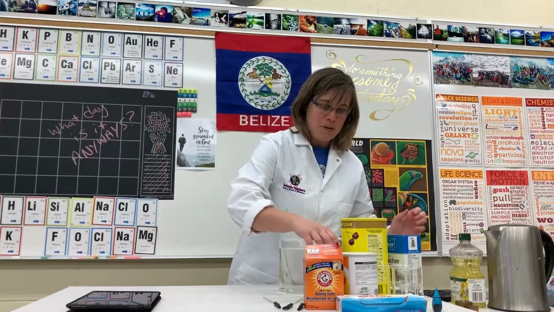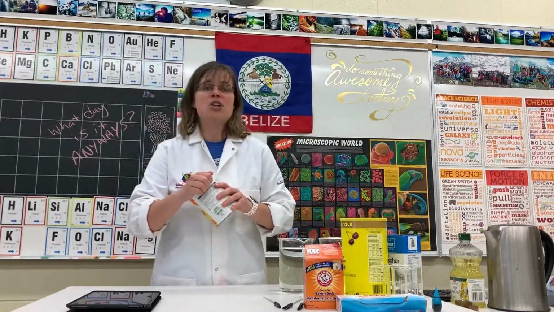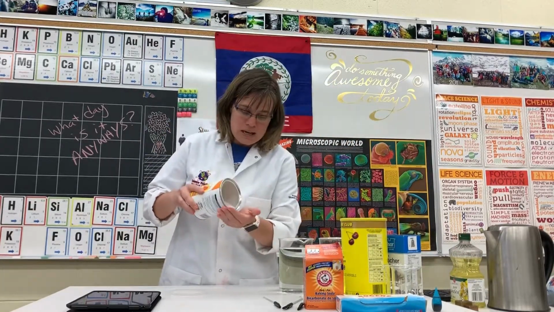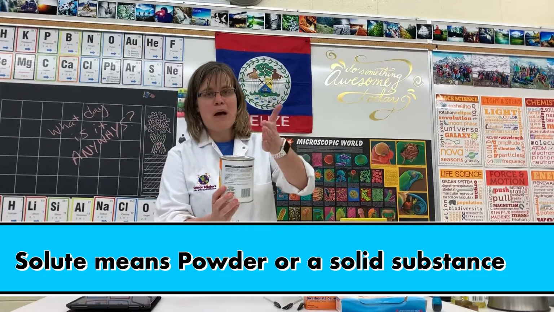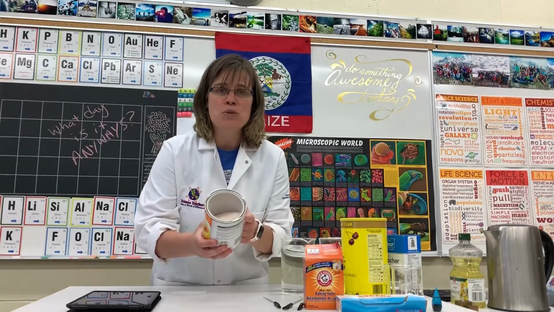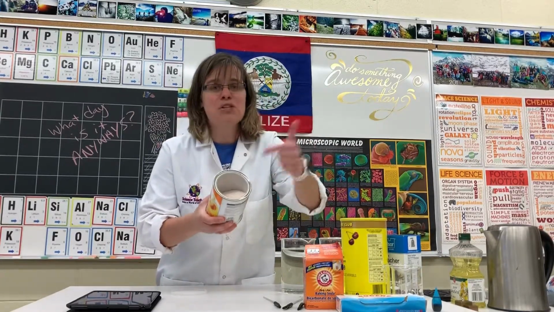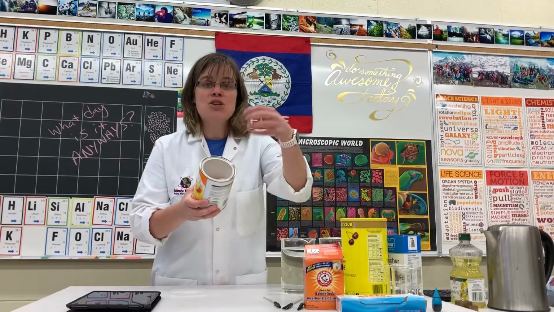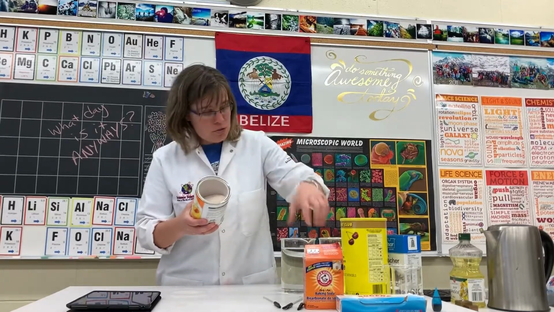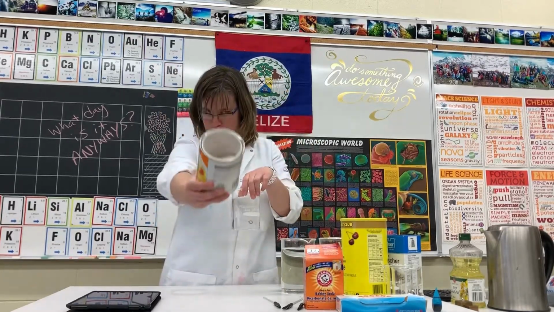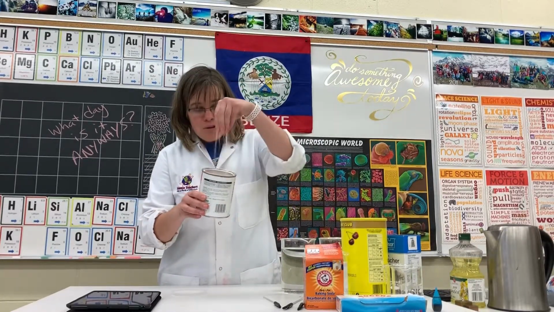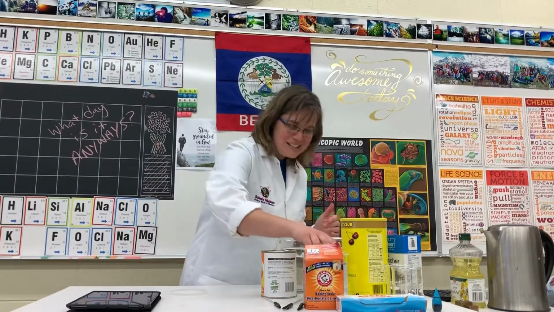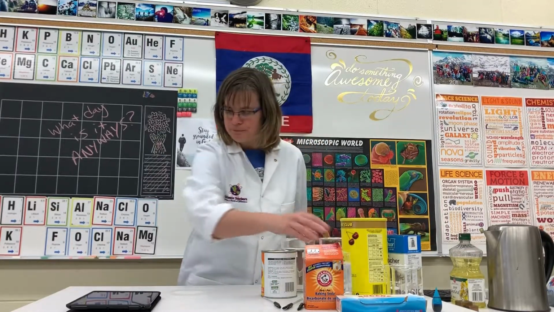Then the second word that we're going to talk about is the word solute. And solute is powder or things that you try to dissolve, like this juice powder. This is a solute. It's something that you put inside of a solvent, like water, and you mix it all together. Solute, solvent. Solute, solvent. Cool. You've got to know that powder is the solute and solvent is always a liquid.